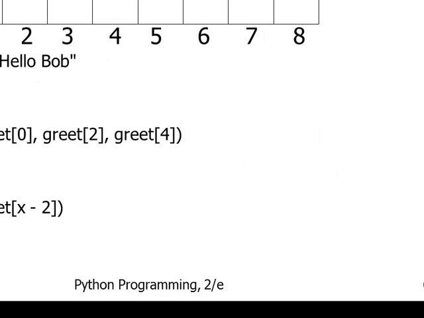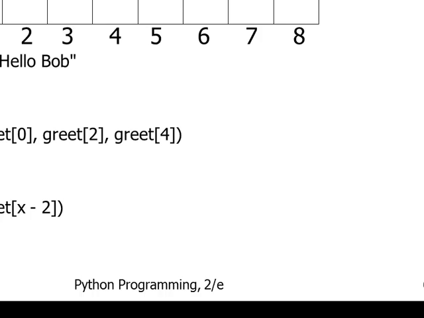So for example, let's say we have this string called greet and it has the value Hello Bob. Well, the capital H is at index 0. The lowercase e is at 1. This l is at 2. This l is at 3. This o is at 4. The space is at 5. Capital B is at 6. Little o is at 7. And lowercase b is at 8.